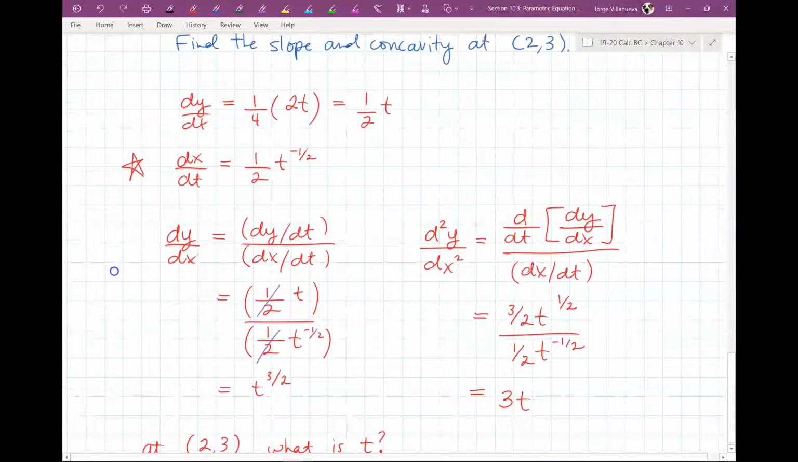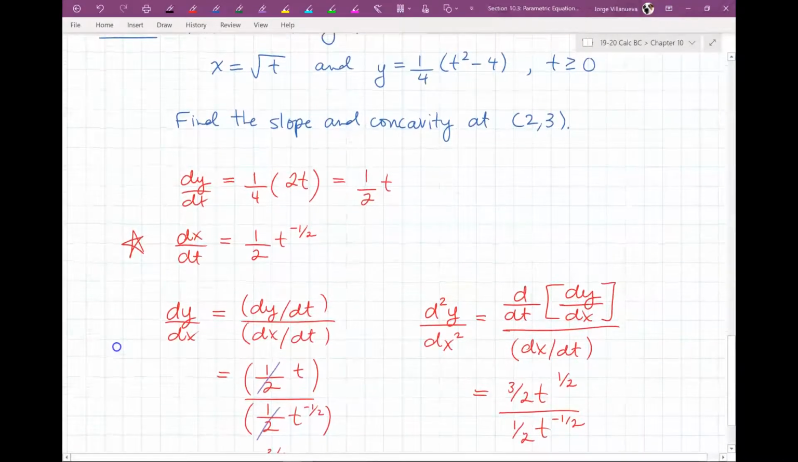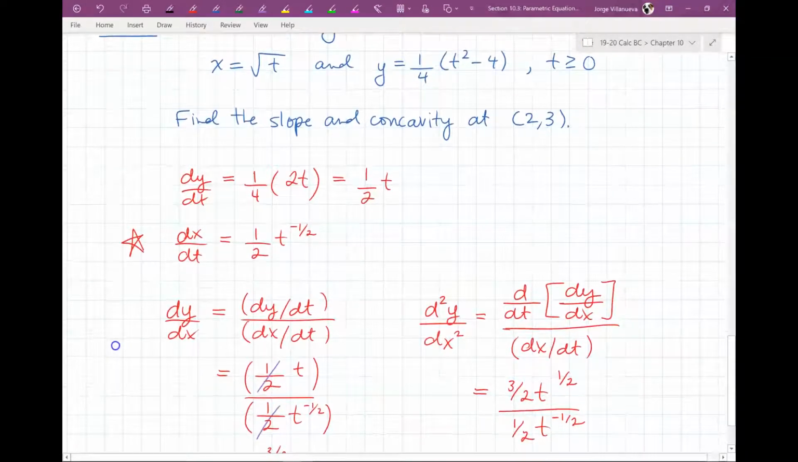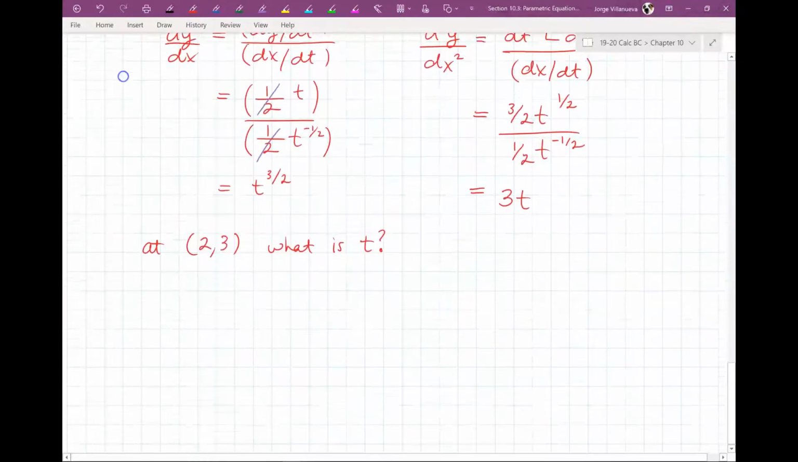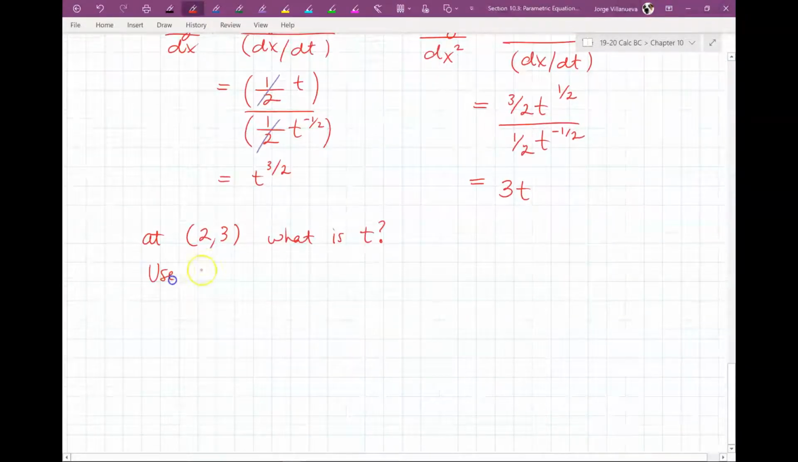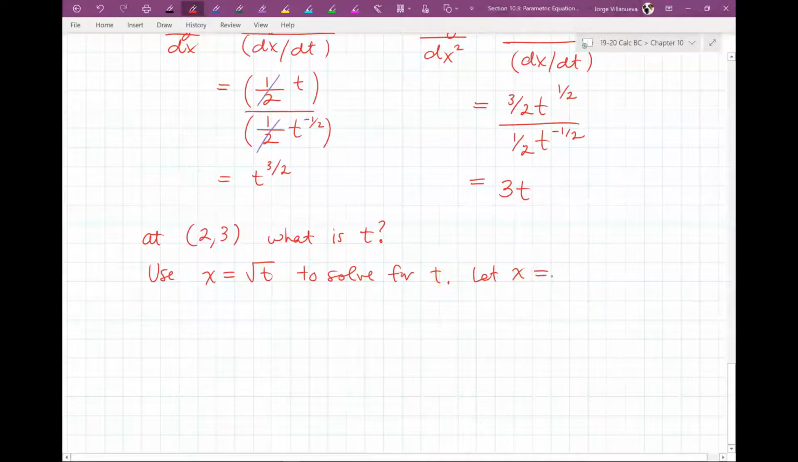The easier function looks like x equals radical t, right? So x equals radical t seems to be an easy function. So use x equals radical t to solve for t. Let x equal, what's our x value? 2, right? So if x is 2, I get 2 equals radical t. So I have to square both sides. So that means t has to be 4.